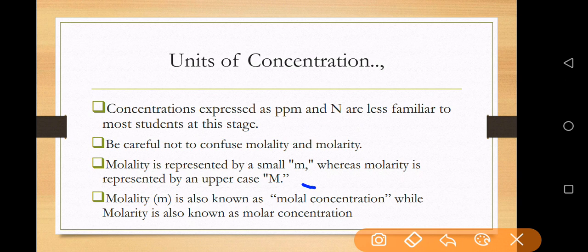Another thing which we have to know is that in some questions, they will give us molar concentration, and whenever we are talking about molar concentration, we refer to molarity. And whenever we are talking about molal concentration, we refer to molality. So you have to take note of these terminologies, because in some numerical questions they will use molal concentration and molar concentration instead of molality and molarity.